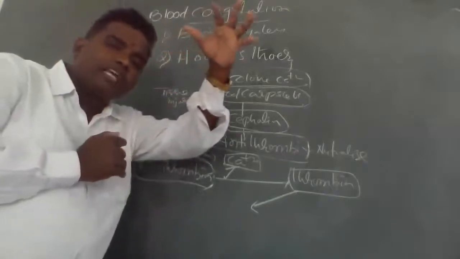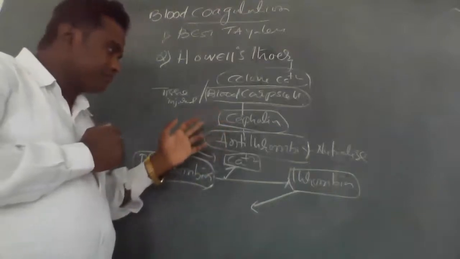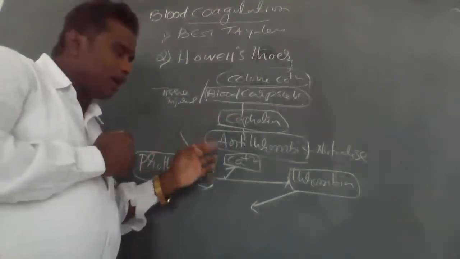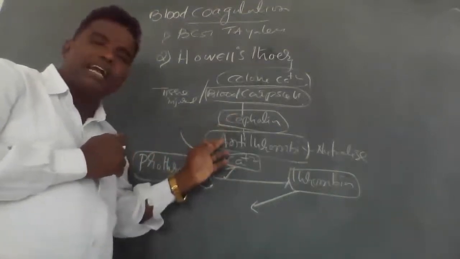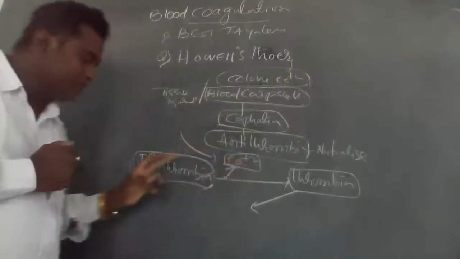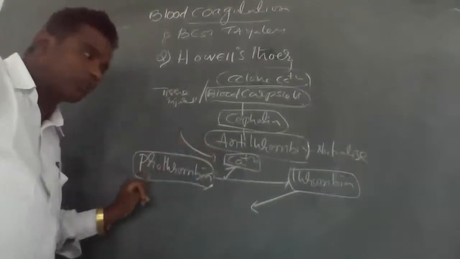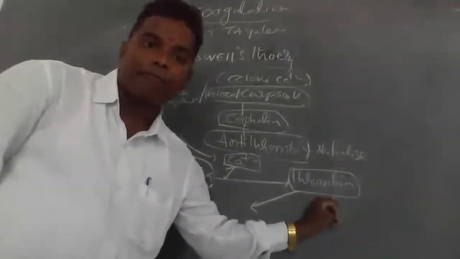That's why only calcium is allowed from plasma to blood corpuscles, right? This cephalin allows the calcium, and this cephalin neutralizes the antithrombin. In that condition, calcium is activated. This calcium, which factor is it? Fourth factor. This calcium converts the prothrombin into thrombin, right?